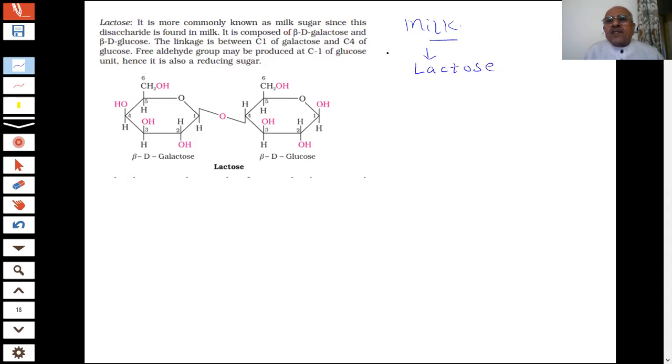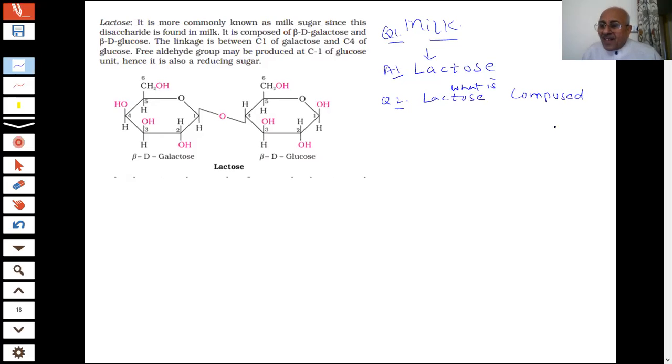Now question 1 answered. That milk contains which sugar, which saccharide? The answer is lactose. Okay? Anything can be a question in the paper. Question 2. What is it? What is lactose composed of? What is lactose composed of, students?